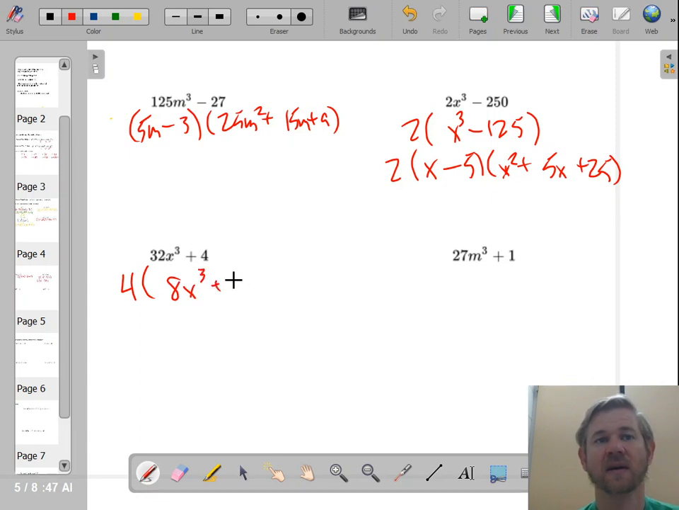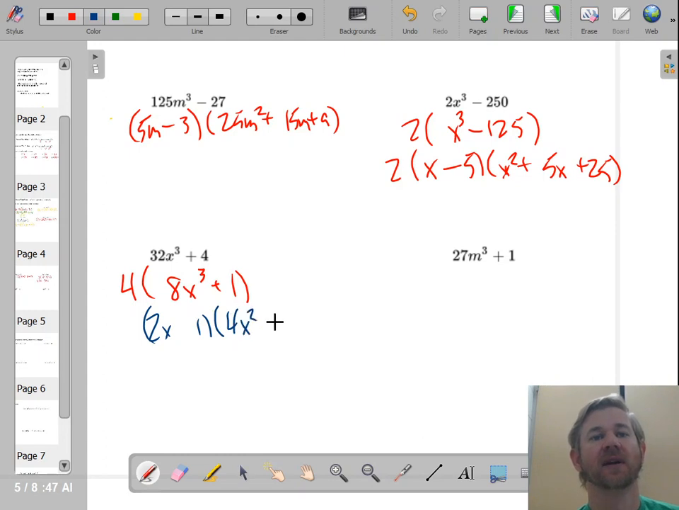It's 4, and then when you bring out the 4, you have a 1 there, so 8 and 1 are both perfect cubes. The cube root of 8x cubed is 2x, the cube root of 1 is 1. 2x times 2x is 4x squared. Their product is 2x, and 1 squared is 1. This one's a sum, at least, finally, so same, opposite, always positive. That means this one will go plus, minus, plus.